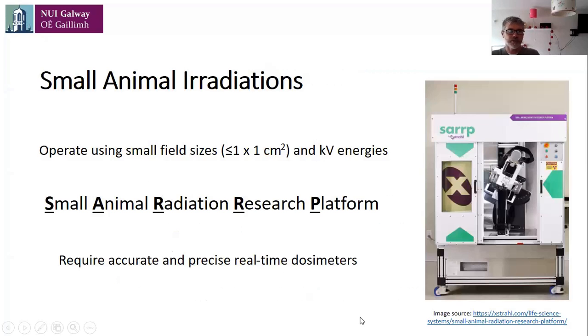So one of the applications we looked at were small animal irradiators. One of these is called the SARRP system, which you see here on the right-hand side. It stands for Small Animal Radiation Research Platform. This system was based at the University of Victoria, and we wanted to explore, could we use our inorganic scintillation detectors in this platform, and then could we optimize them to provide accurate and precise real-time dosimeters?